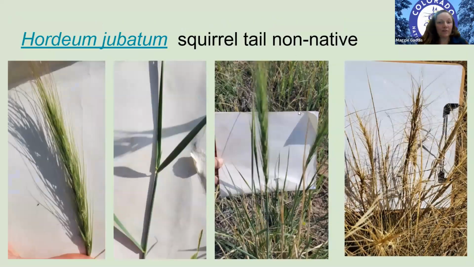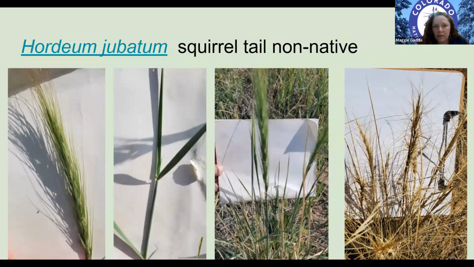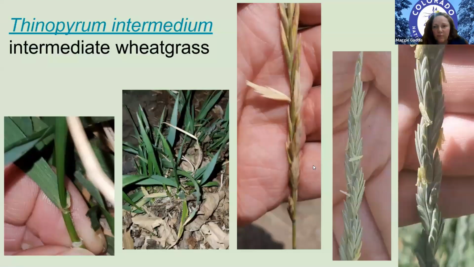So we have squirrel tail, which is non-native, and this plant has really long awns as well. And it is kind of like a closed spike, right? It's not an open panicle. I don't have anything super important to say about this one, except I think that this is noxious to horses. And I probably should have the squirrel tail, and there's foxtail barley, which is kind of a look-alike, but I don't think I have it in here.